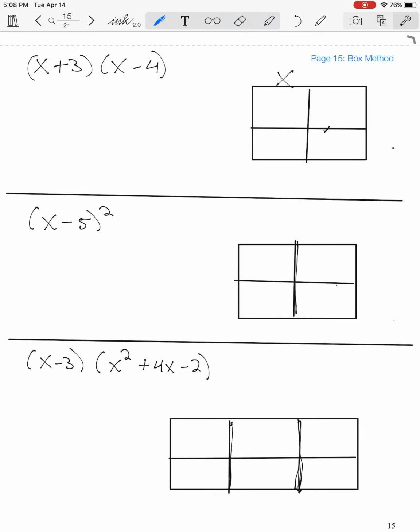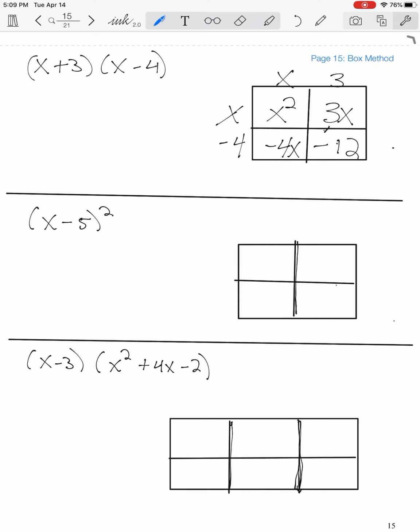What you do is, we're going to put x plus 3 on the top and x minus 4 on the side. You can put it the other way if you want. If you remember, we multiply to get in the box. So, x times x is x squared. X times 3 is 3x. Negative 4 times x is negative 4x. And negative 4 times 3 is negative 12.